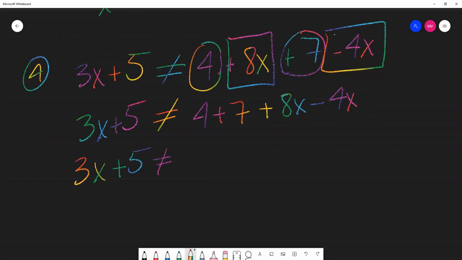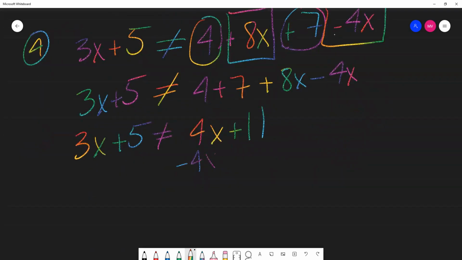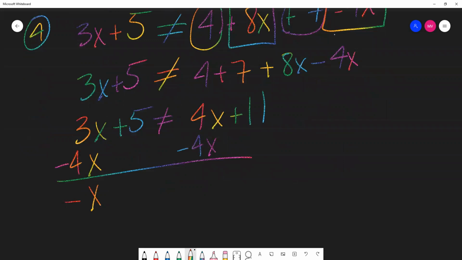Right, so once you do that, you have 4x plus 11. Okay, so that way we put all our variables on the left side. So that gives us negative x, which is negative 1x, yes. Plus 5 is not equal to 11.